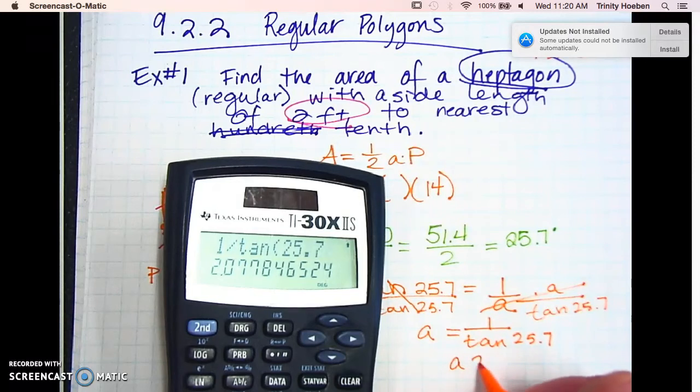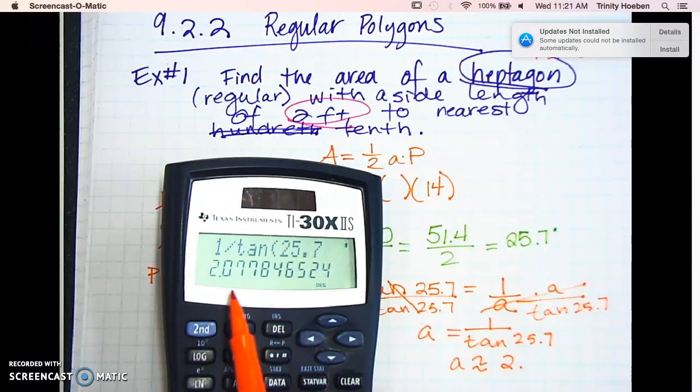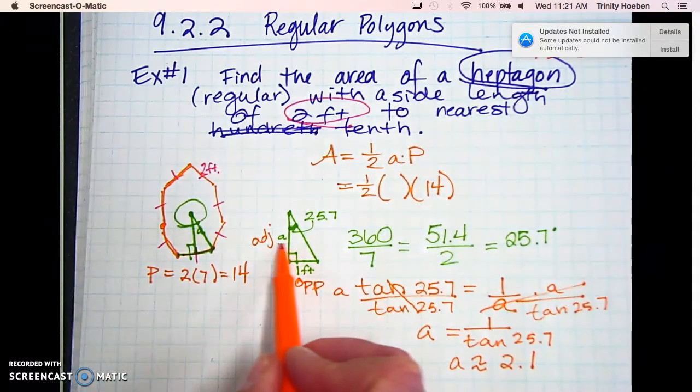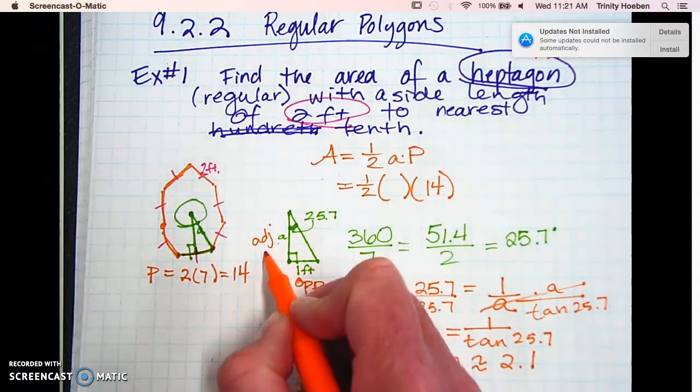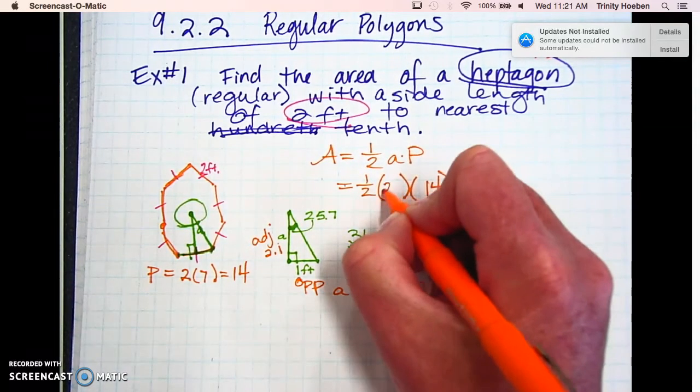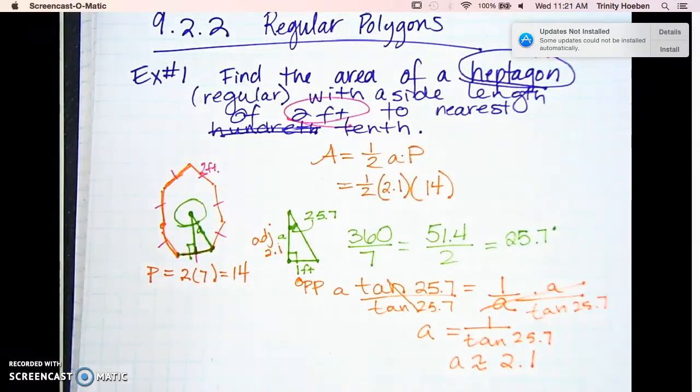That it is approximately 2 point, and I'm going to round to the nearest tenth. So if I have a 0 and there's a 7 next to it, it rounds up to a 1. That little apothem right there is roughly 2.1. Okay, so that's what fills in here for our apothem.